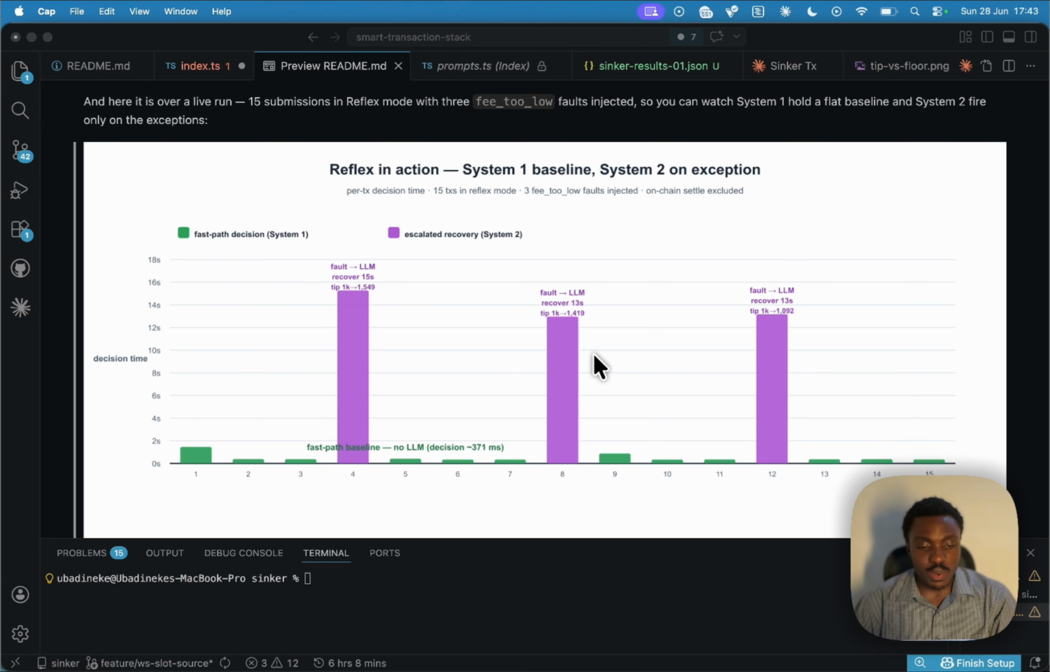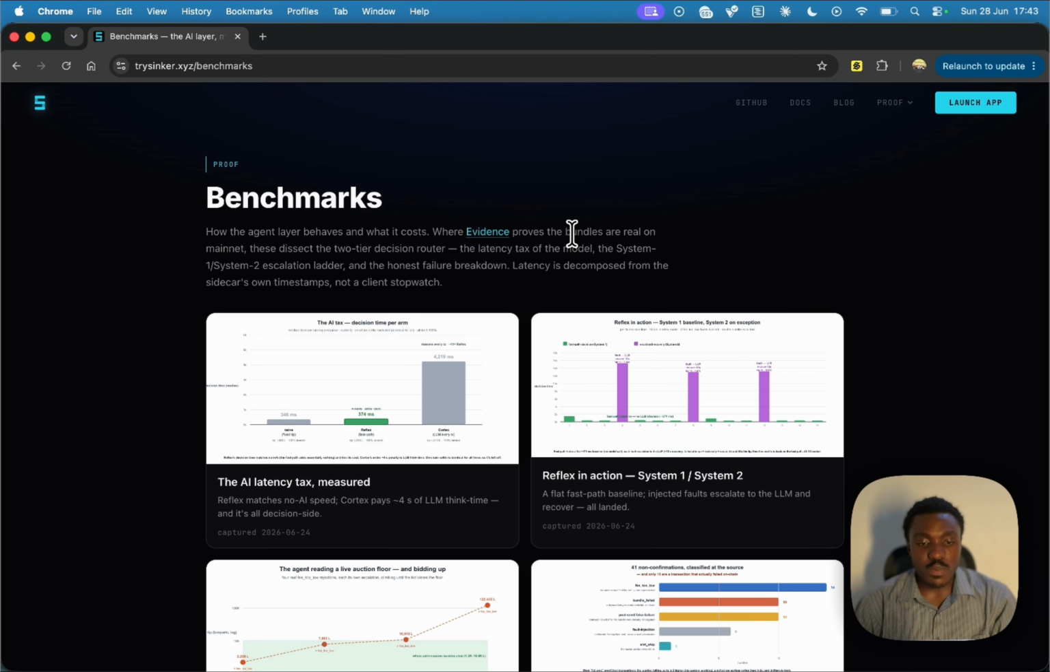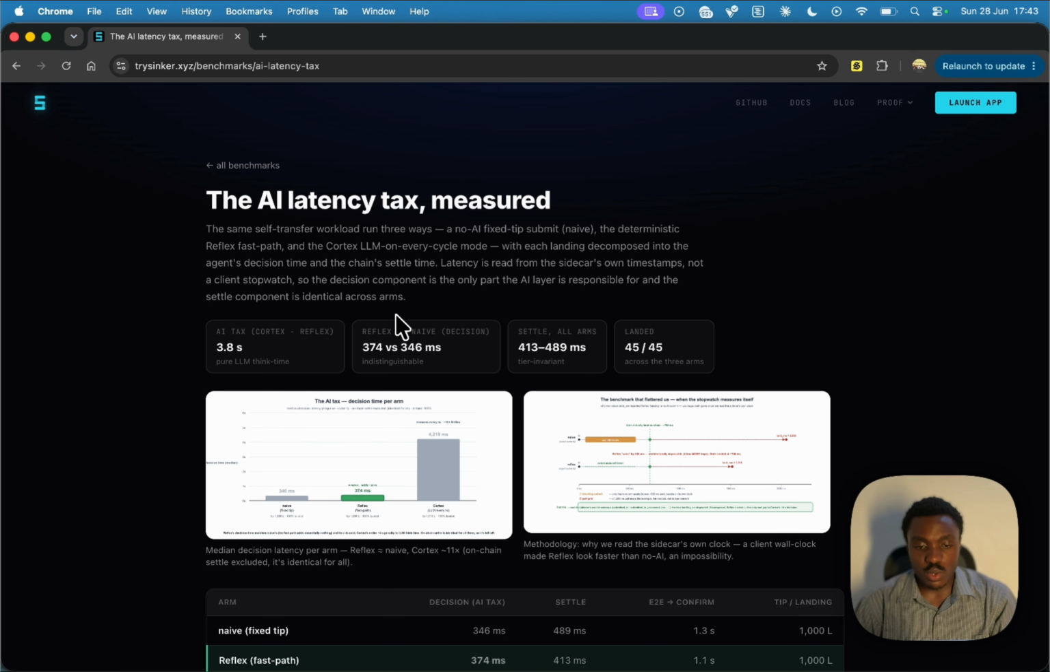Now, on Thinker, the numbers you see here are not just mock data. They're actually proven and there's evidence for it. You can view our benchmarks and evidence pages on our website. Check out TriThinker XYZ, and on the proof tab, check out too. Every benchmark we conducted here, we have a blog on it.